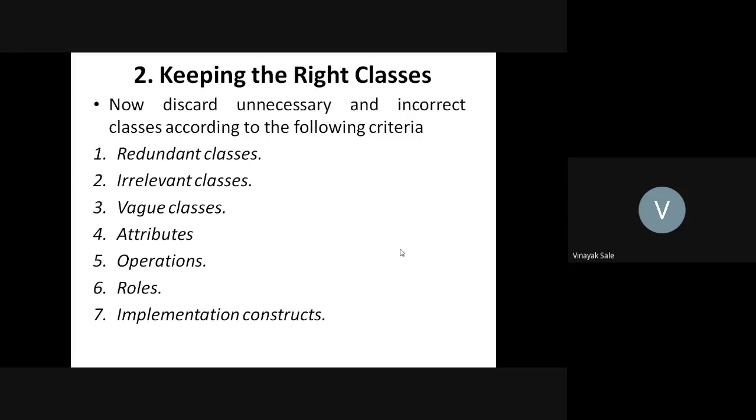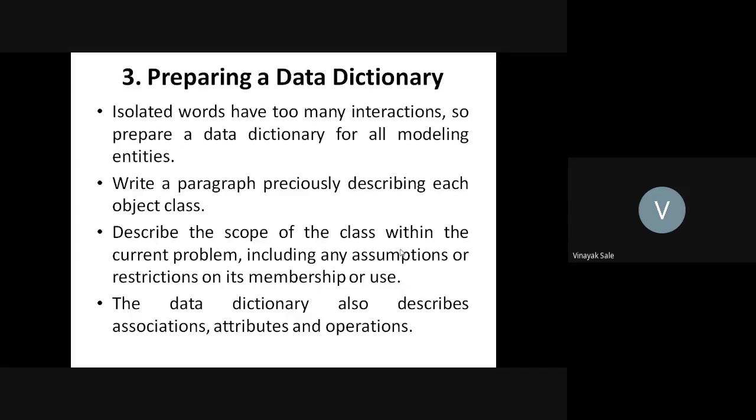So Rekha, up to this we have studied the right classes, redundant classes, irrelevant classes, vague classes, attributes, operations, roles, and implementation constructs. Then third one is preparing a data dictionary. Isolated words have too many interpretations. So prepare a data dictionary for all modeling entities.